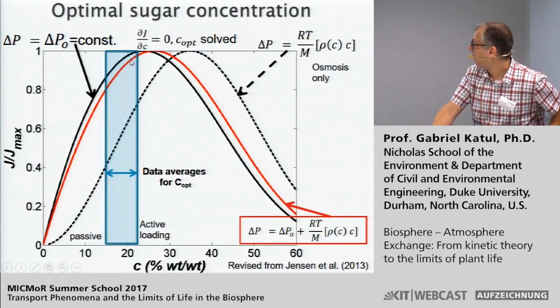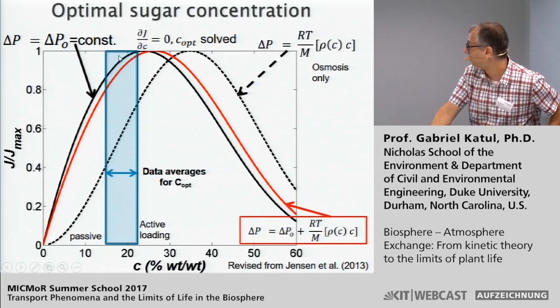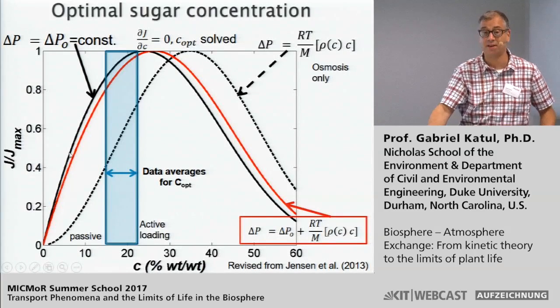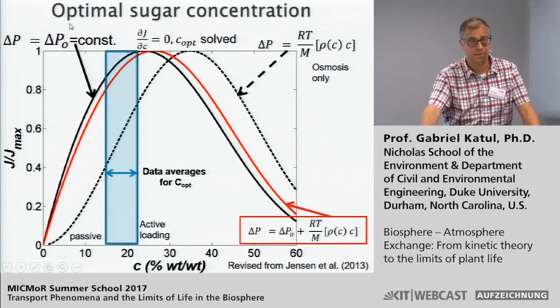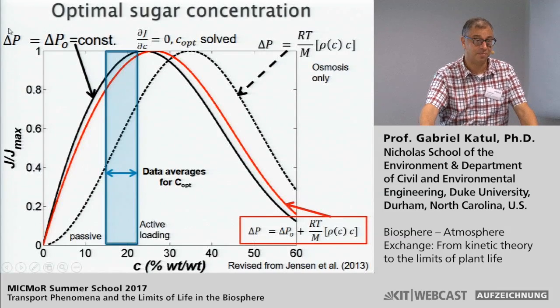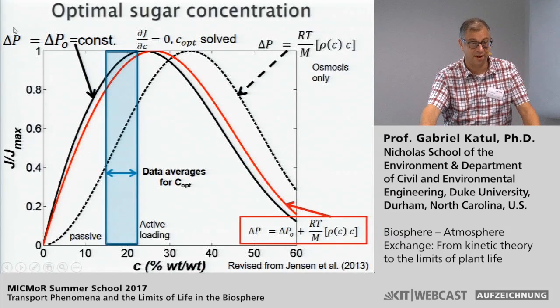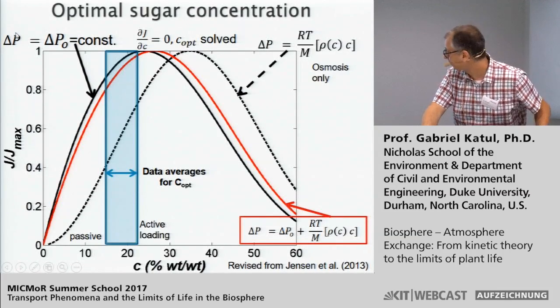In fact, if you look at the data set that have come about in terms of what the sugar concentrations are for many, many species, they're here broken up into averages for passive loaders and active loaders. You find that this is the range that they exist. This is the maximum that we are predicting. The two are pretty close. Okay, so this perhaps suggests that yes, plants have optimized their ability to transport sugar as well.